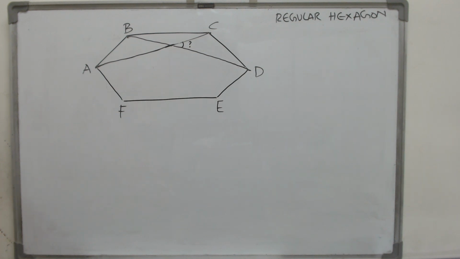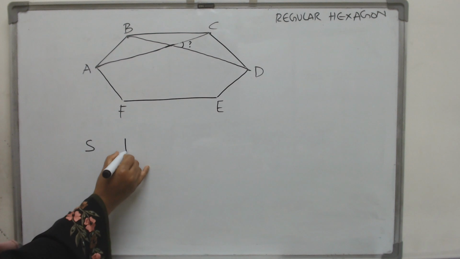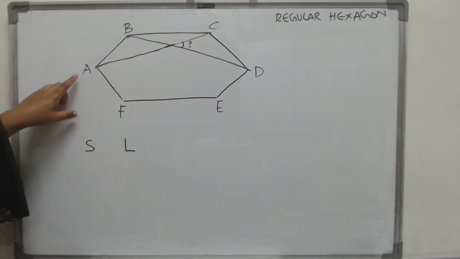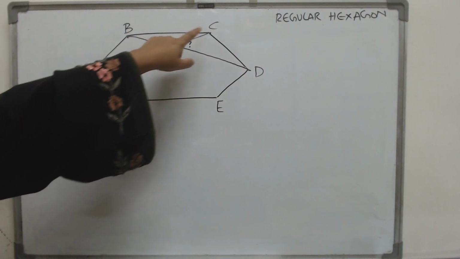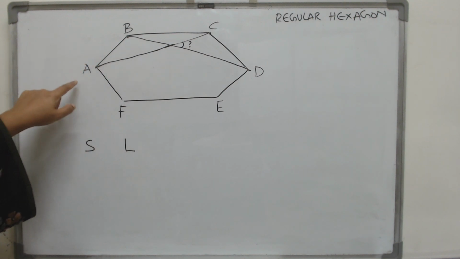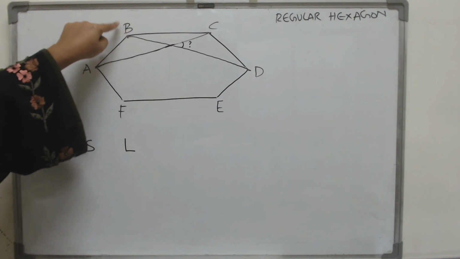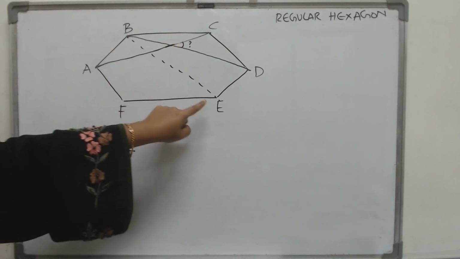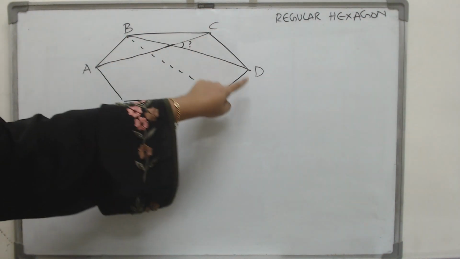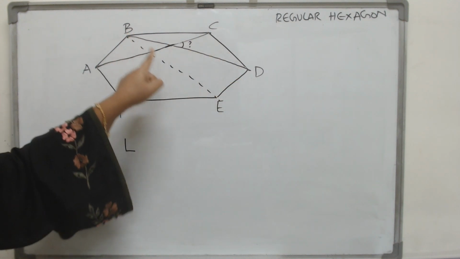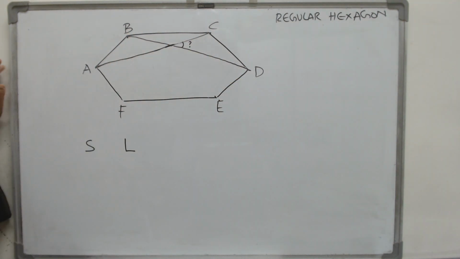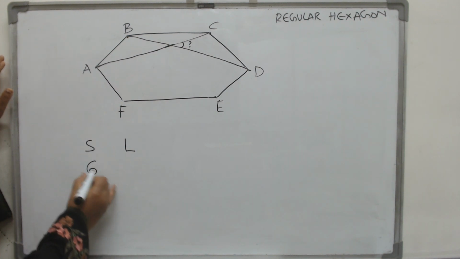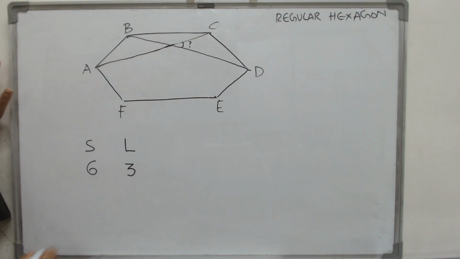The diagonals of a hexagon can be classified into two types, short diagonals and long diagonals. Short diagonals are the ones which connect alternate vertices, which means they just leave one vertex in between. That is why they are short. If you see BE, it has missed two vertices here, so this is a long diagonal. Out of the 9 diagonals of a hexagon, 6 of them are short diagonals and 3 of them are long diagonals.